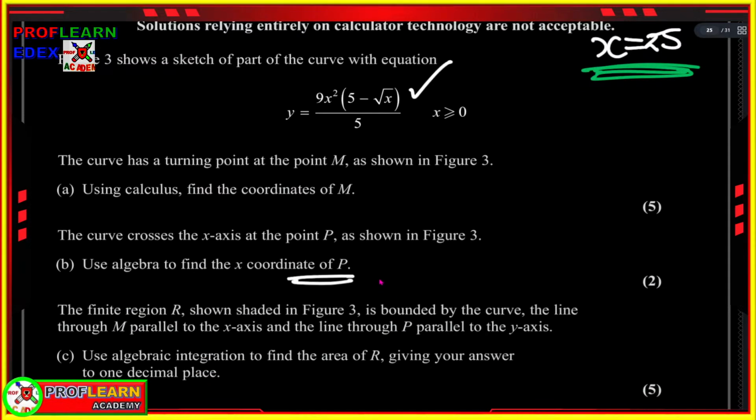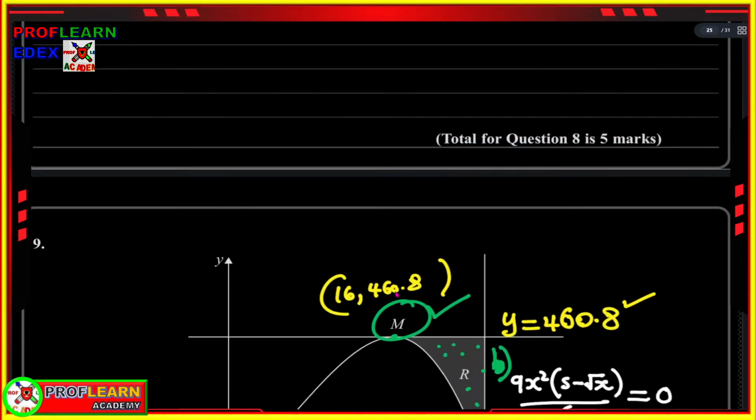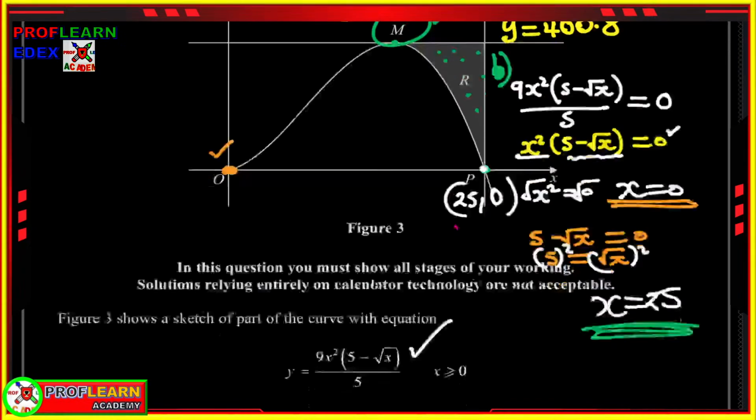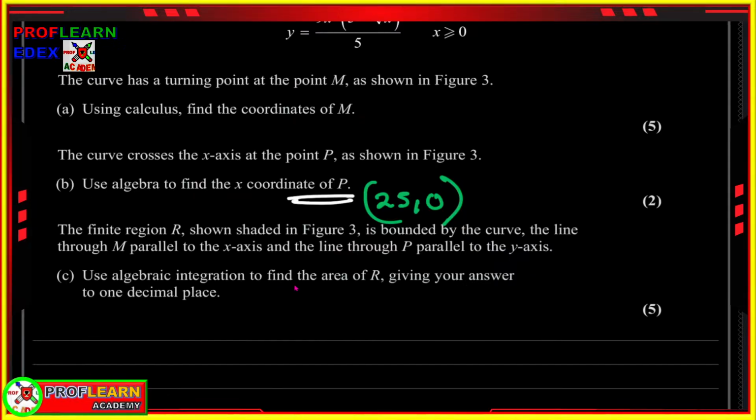So the coordinate for B is going to be 25, 0. That's the coordinate. So what does that mean? That means this equation here is going to be, sorry, not y but x is equal to 25. So we are supposed to find the value of what? Using algebraic integration, find the area of R.